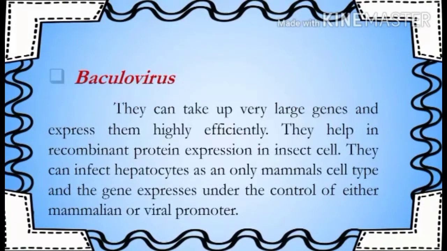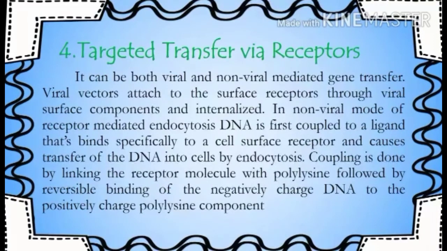Baculovirus can take up very large genes and express them highly efficiently. They help in recombinant protein expression in insect cells. They can infect hepatocytes as the only mammalian cell type, and the gene expresses under the control of either a mammalian or viral promoter. The fourth method of gene therapy is targeted transfer via receptors.